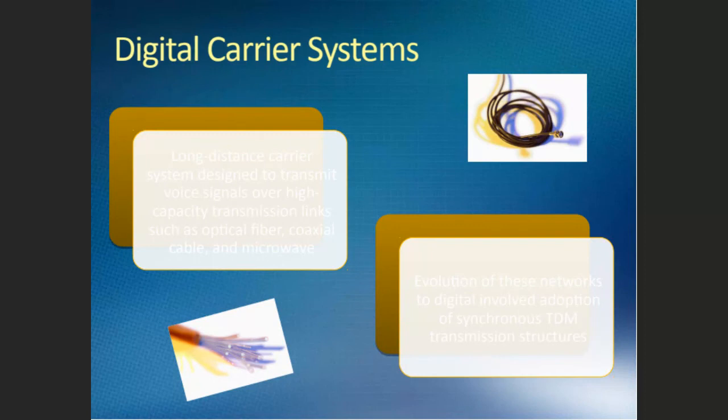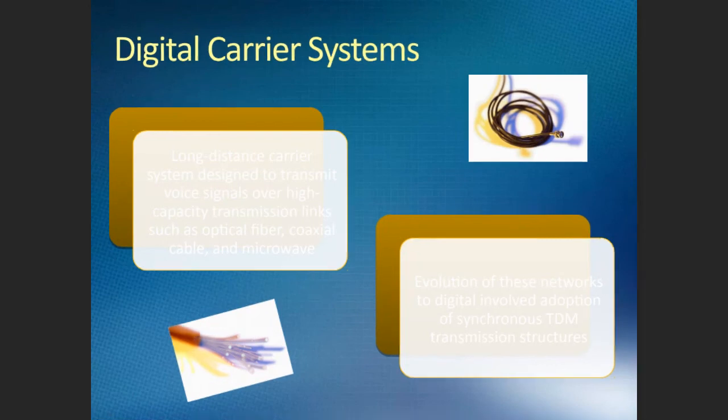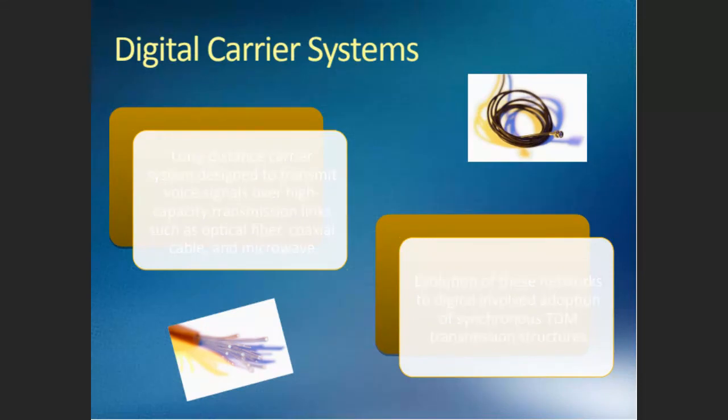Digital carrier system. It's a long distance carrier system designed to transmit voice signals over high capacity transmission links, such as optical fiber, coaxial cable, and microwave. We are talking about big companies, telecom companies. They already have cables. They need to utilize them. They are not going to change everything. So they need to come up with technology to be used in their existing infrastructure. Because TV was there before the internet. Long time cable TV is there.